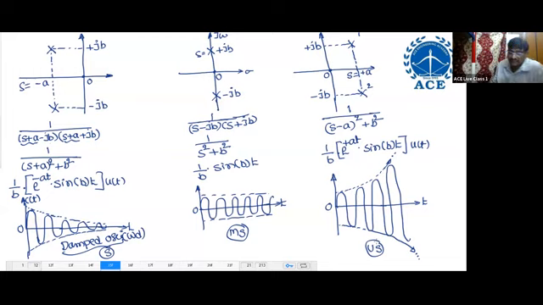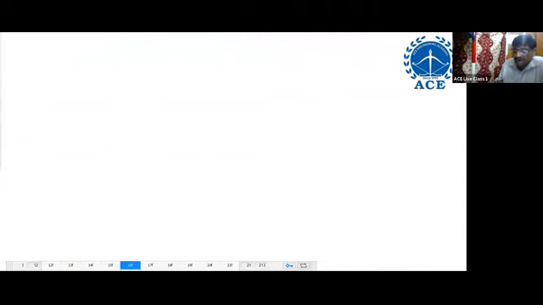Finally, don't take repeated complex poles because you will get summation terms, so that they don't ask in the exam. That's why no need to take repeated complex poles. Summation means this plus one more term you will get. Now finally, what is the conclusion? Get the screenshot.